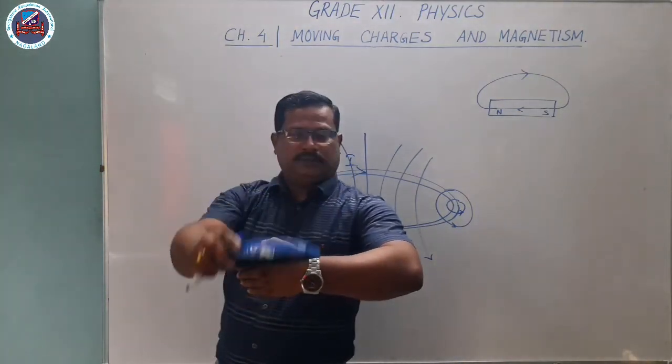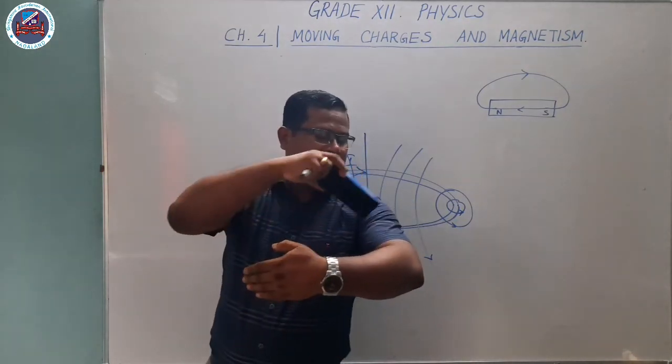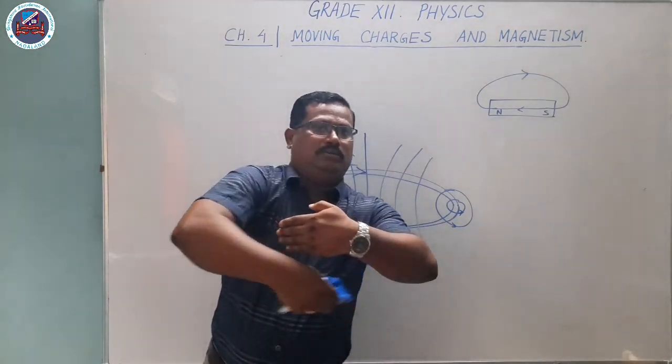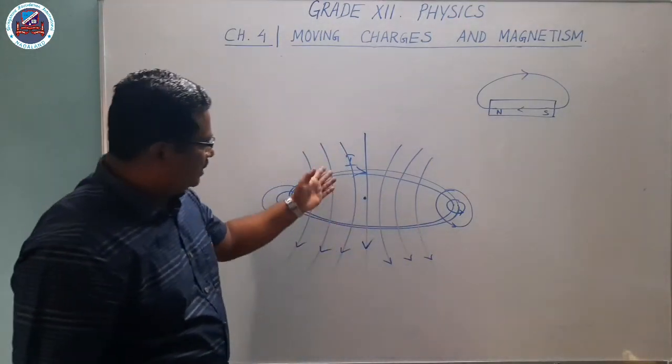From here the curves are formed, like this will be formed. Here like this will be formed. That's why at this end we took a circle like this, round. At this end also we took a circle like this, round. So like this you have to draw.